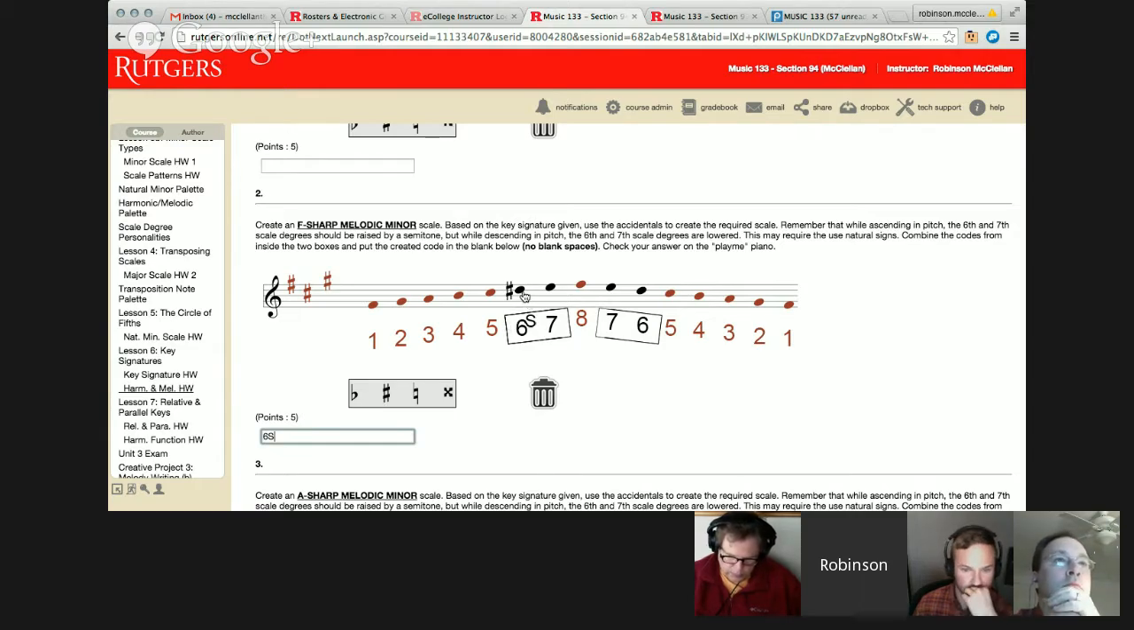So we have the 6th degree is a D. So I've raised it by adding a sharp because it was a D natural in the key signature. 7th degree is an E natural. So to raise it, I'm going to do a sharp. And again, I'm not worrying about what the letters and numbers are right now. I'm just focusing on that the notation looks correct. That's stage 1.